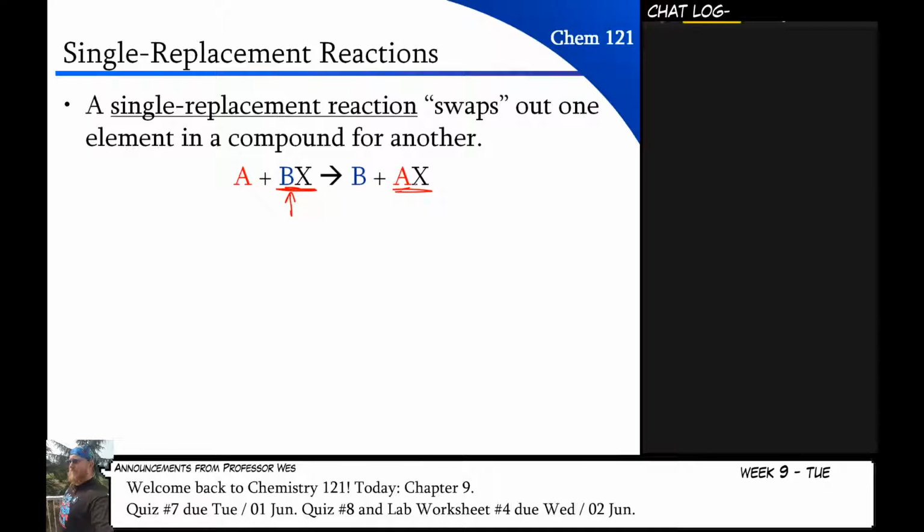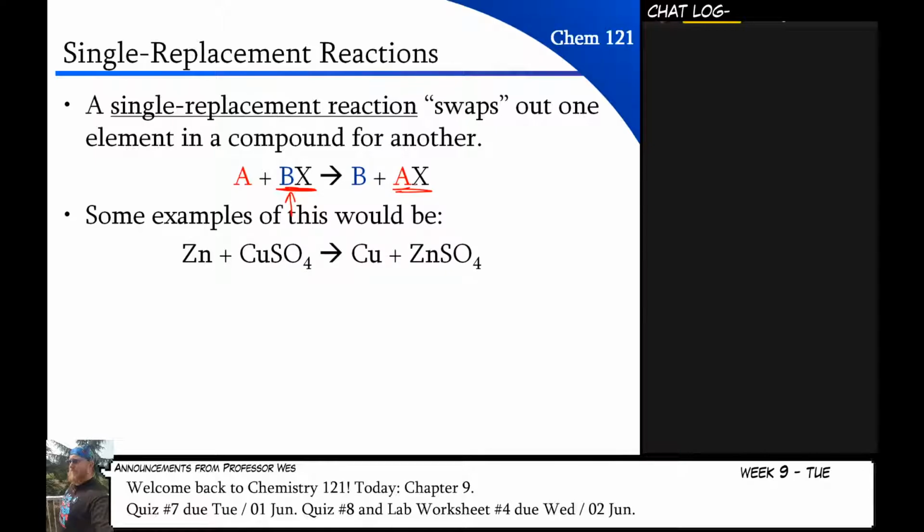Now, this commonly happens in reactions that are called redox reactions. We're going to talk about redox reactions very briefly. But the most common instance of a redox reaction would be a thing like a battery. So in a battery, we oftentimes have a metal electrode and then a solution, and we do a single replacement reaction in order to generate a current.